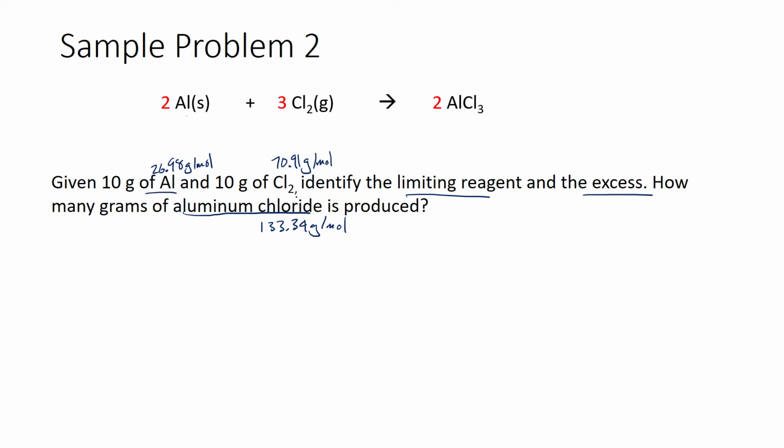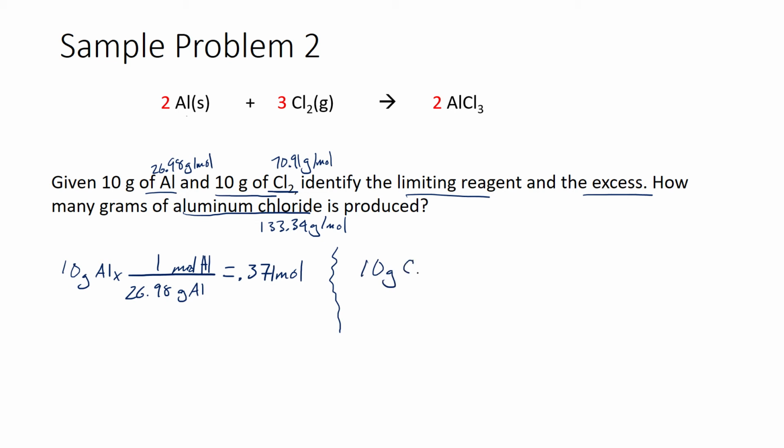Convert these reactants, right, these grams of reactants, to moles. So let's start with 10 grams of aluminum. Let's get out of grams of aluminum into moles of aluminum, right? 1 mole of aluminum is 26.98 grams. 10 divided by 26.98 is equal to 0.371 moles.